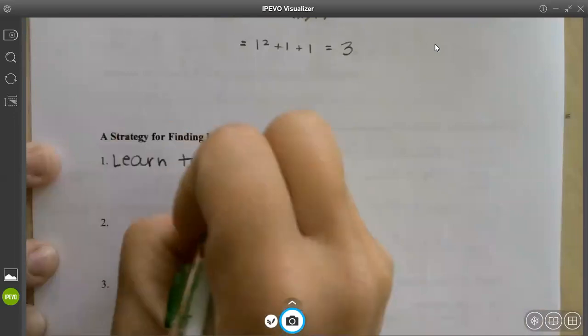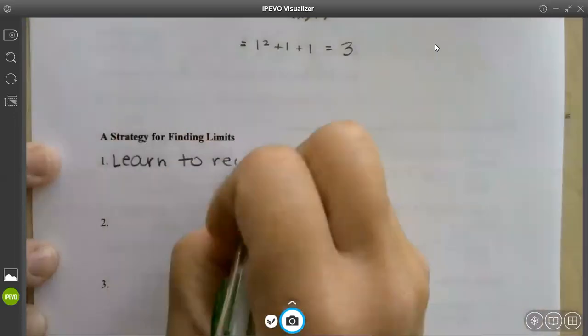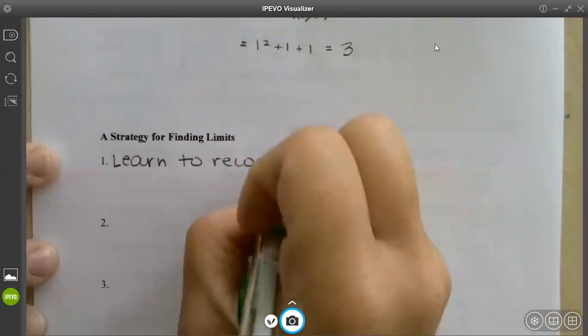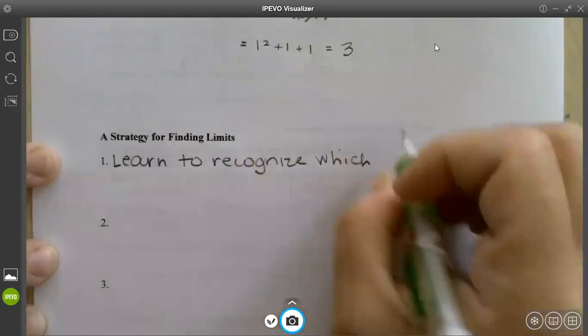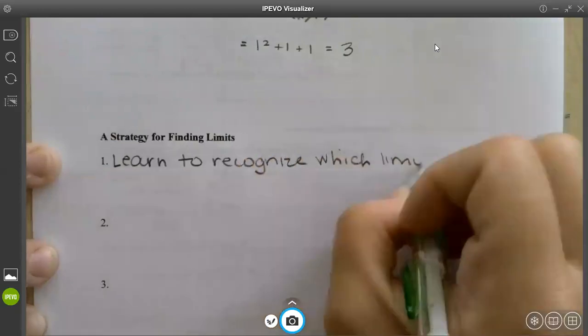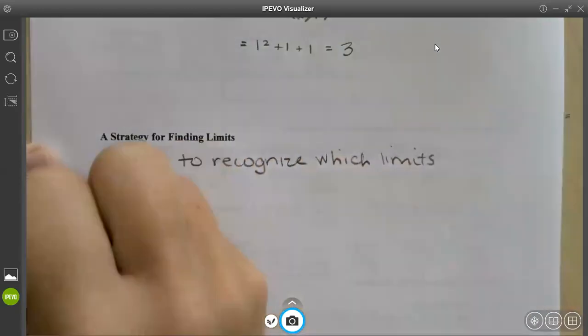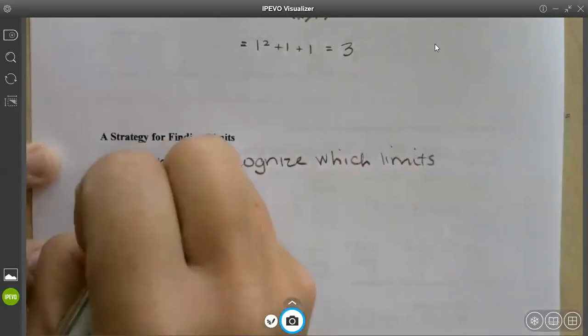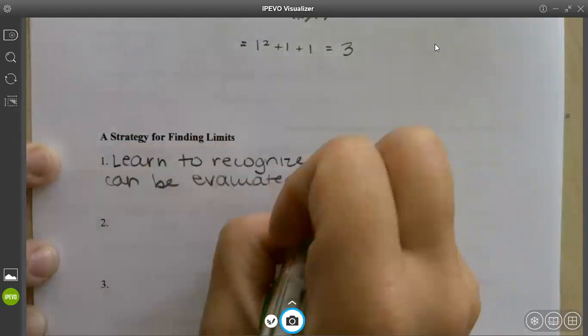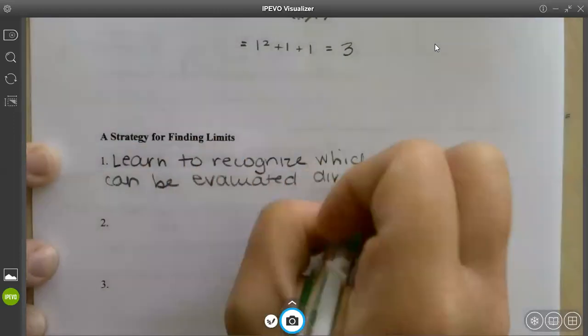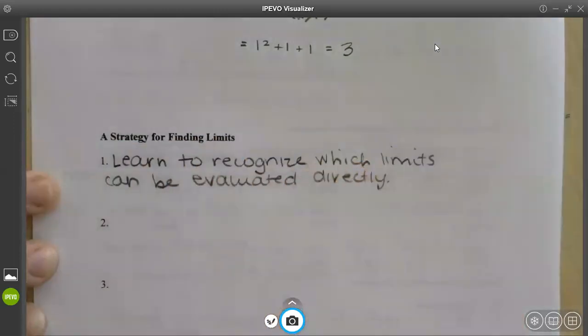So again, learn to recognize which limits can be evaluated directly. So which ones can be evaluated directly? The ones that don't give you a 0 in the bottom. Okay, so right now, direct is the way to go.